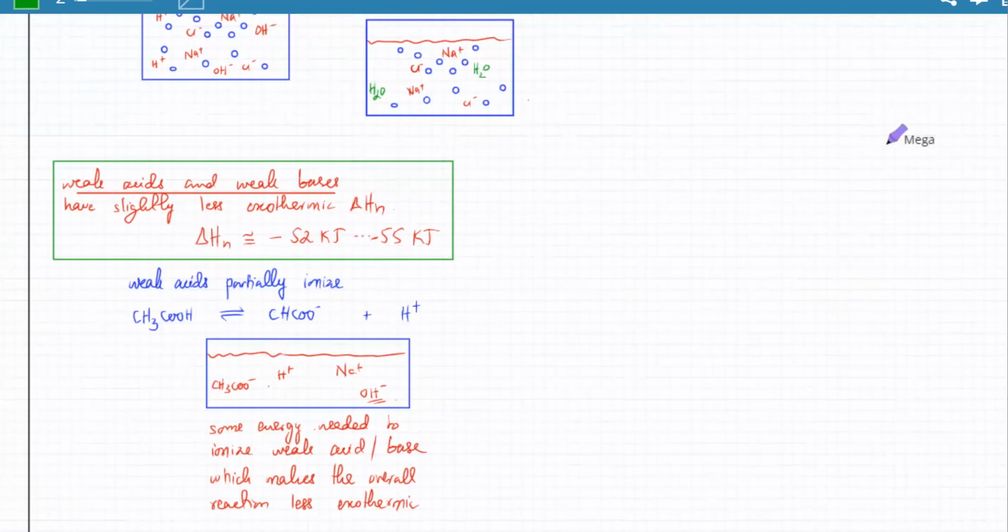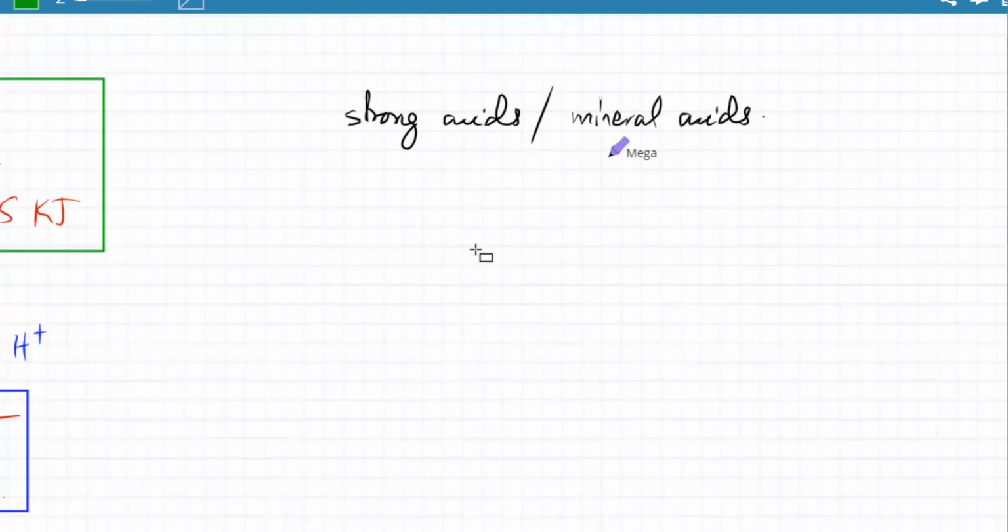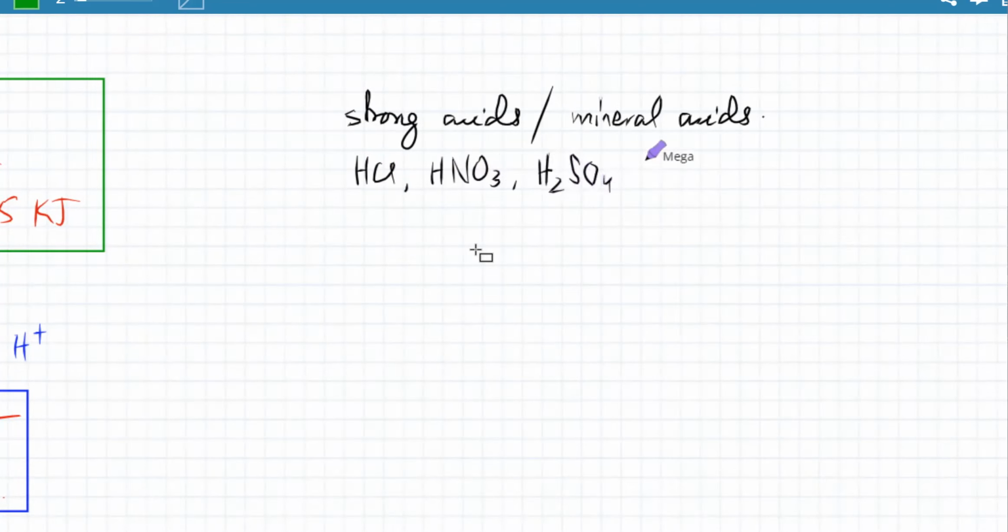So I'm going to make a list of strong acids. So which ones are strong acids? Strong acids are usually your mineral acids, or you can call them your inorganic acids, like HCl, HNO3, H2SO4. These are all your strong acids. Phosphoric acid, etc.